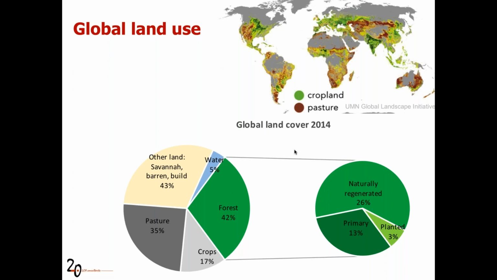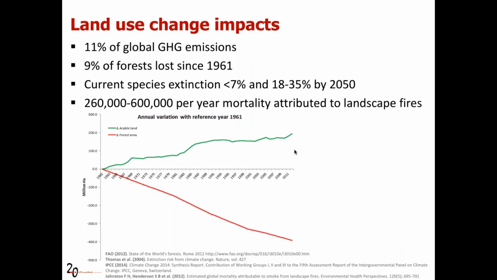To the right, you see how current forests are composed, that we have a majority which is naturally regenerated, mainly secondary forest. Then we have primary forest, where we see the high biodiversity. And then we have 3% planted forests. Moving on to the next slide here.